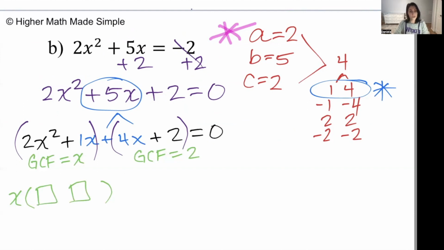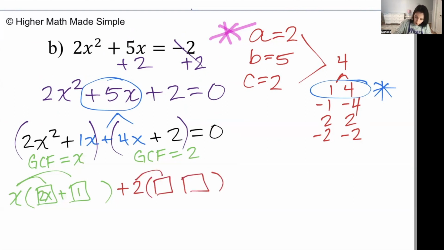So let's do that first group first. Reverse distributive property. So x times what is equal to 2x squared? 2x. And then x times what is equal to 1x? A positive 1, okay? The next group I'll maybe do in red. So now I'm going to pull out a positive 2. Don't forget that plus sign there. It's super important. And again, there should be 2 boxes because there's 2 terms.